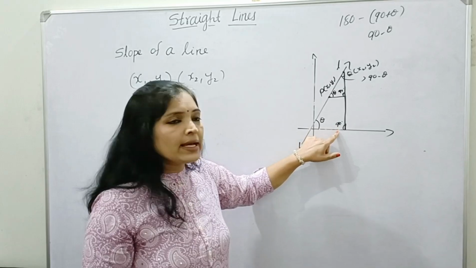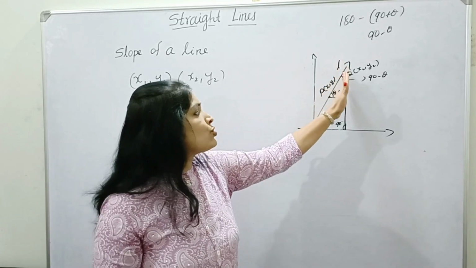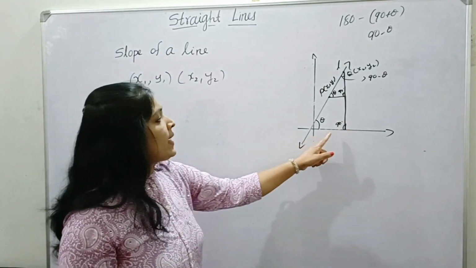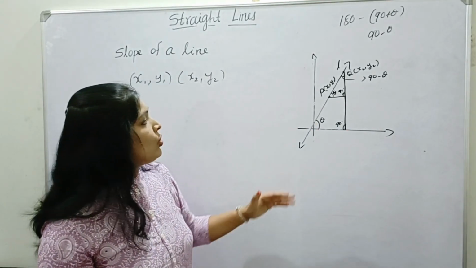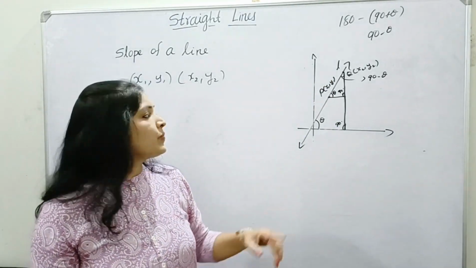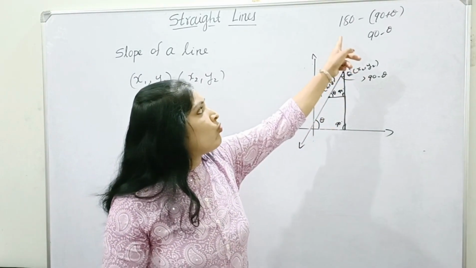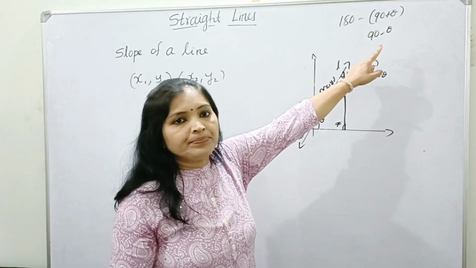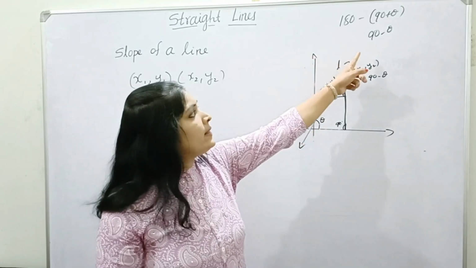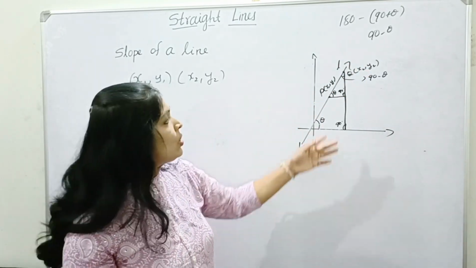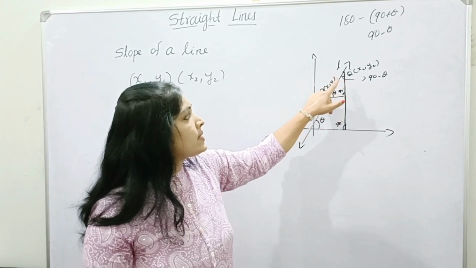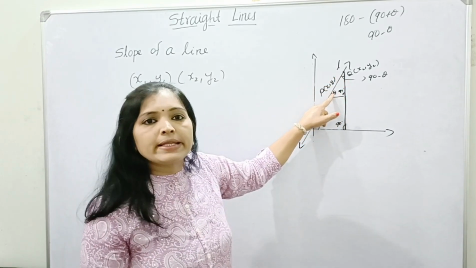And this angle is 90 degrees because we have drawn a perpendicular line to the x-axis. We know the sum of interior angles of a triangle is 180 degrees. Therefore, this angle is nothing but 180 minus 90 plus theta, that is 90 minus theta. So it's also 90 degrees, and since the sum is 180 degrees, this angle is theta.